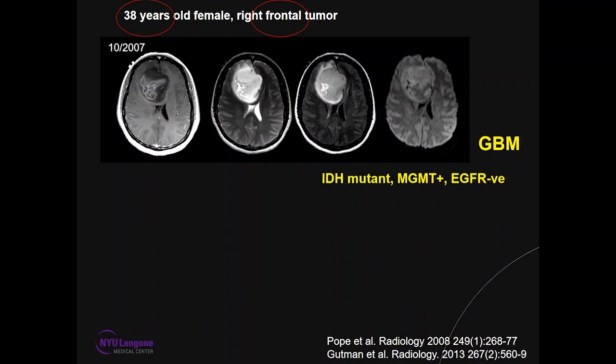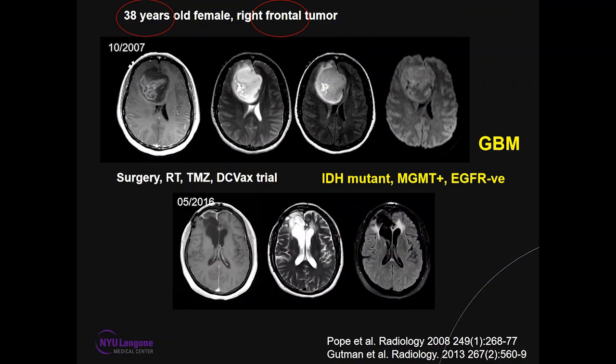And the more important aspect is that this patient also had an IDH mutation. MGMT was methylated, EGFR was negative, all favorable genomic markers. The patient underwent surgery, temozolomide, radiation therapy, and the DC-VAX trial, and this is a follow-up, 9 years after the tumor, the patient is doing rather well.